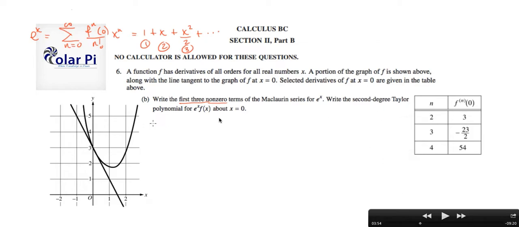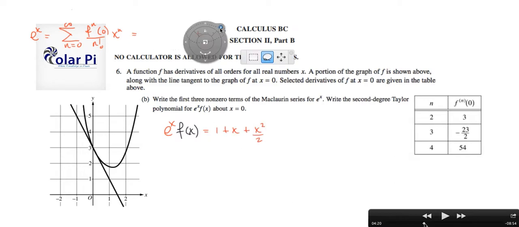Then what? Write the second degree Taylor for e to the x times f of x about x equals 0. Even though in part A they said find the Taylor for f of x at x equals 0, the Taylor at 0 is the Maclaurin series. So basically they're saying, find the Maclaurin series for e to the x times f of x. We have the Maclaurin series for e to the x here, and we recall from part A the Maclaurin series for f. First, let's copy and paste the first three terms of e to the x. That should suffice, because we need only the second degree Taylor about 0.